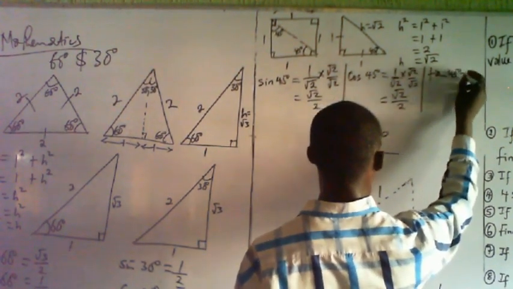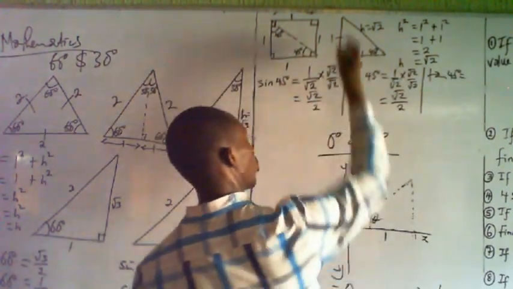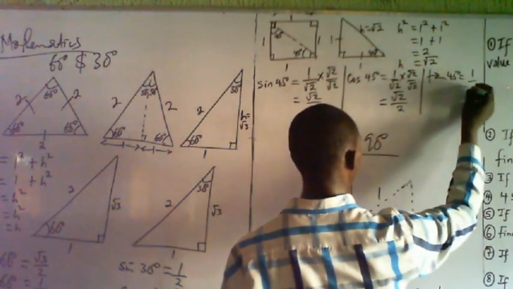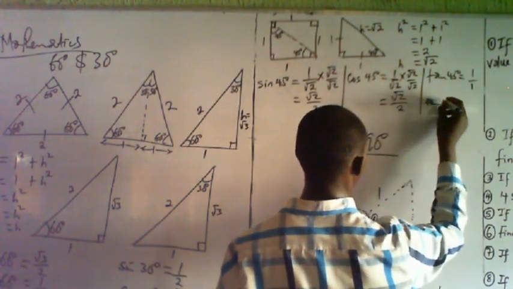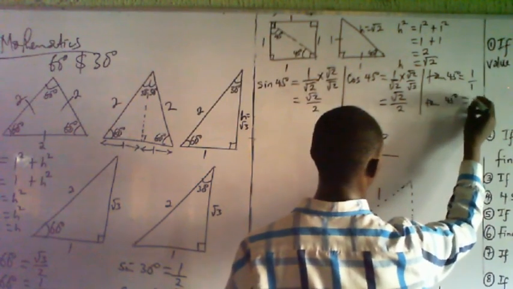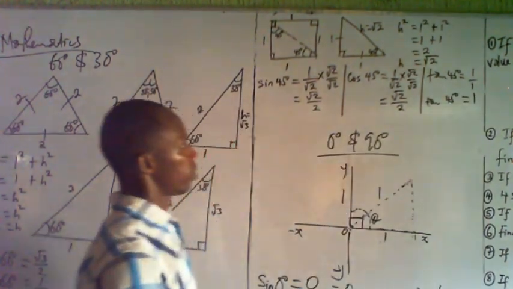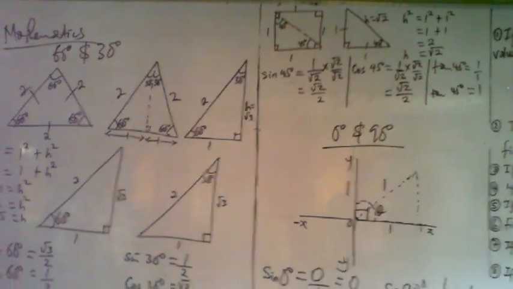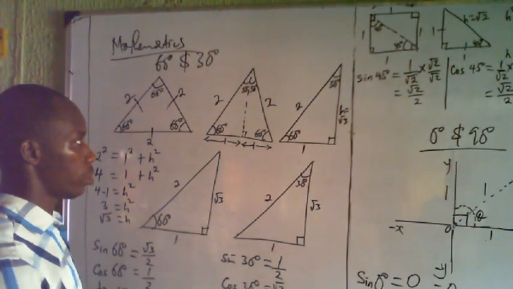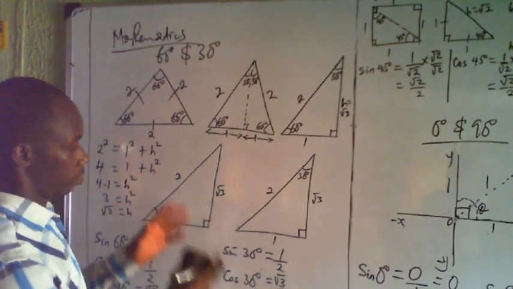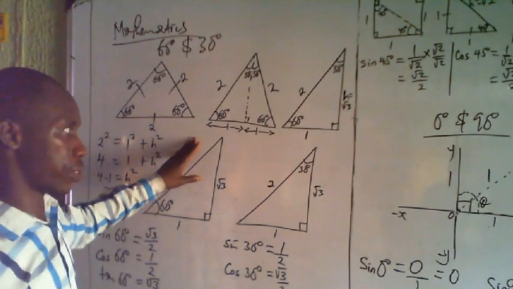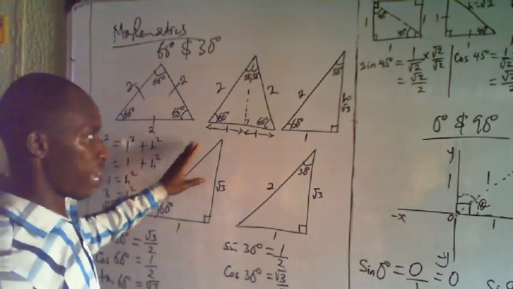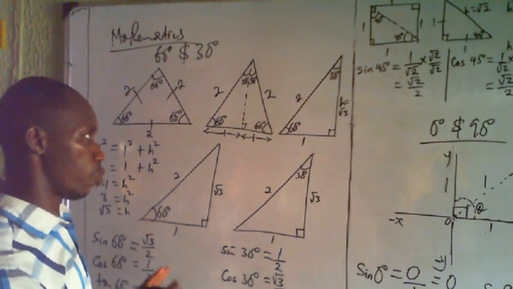Tan 45 degrees. Tan 45 is opposite over adjacent, which is 1 over 1. Therefore, tan 45 degrees is equal to 1. So these are the values of special angles using their sine, cosine, and tangent. We have some questions or problems we need to solve.